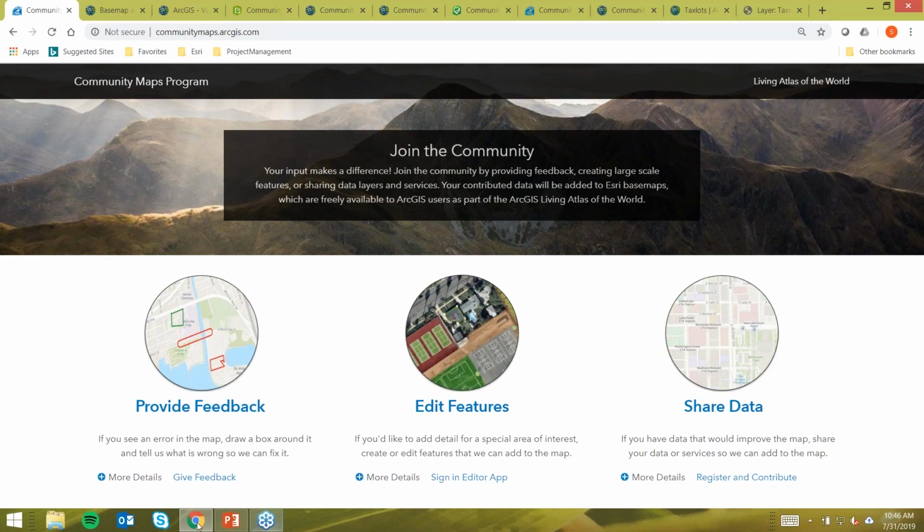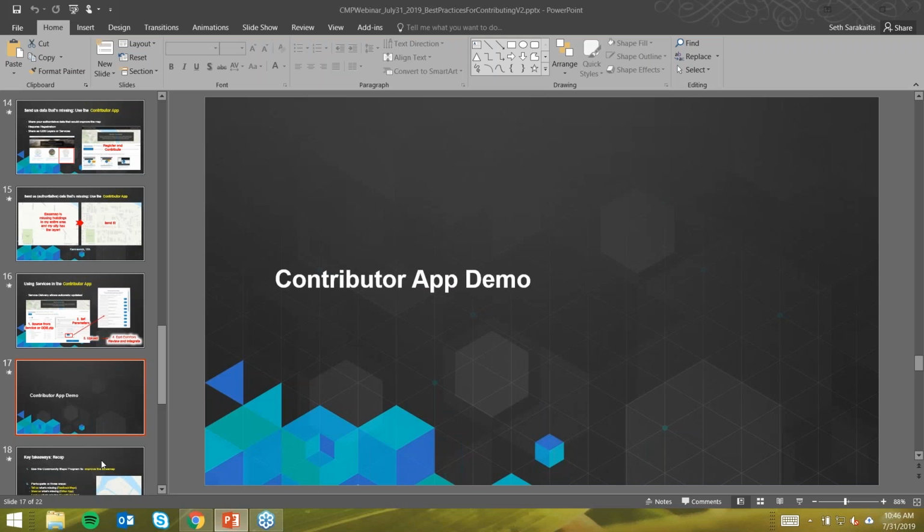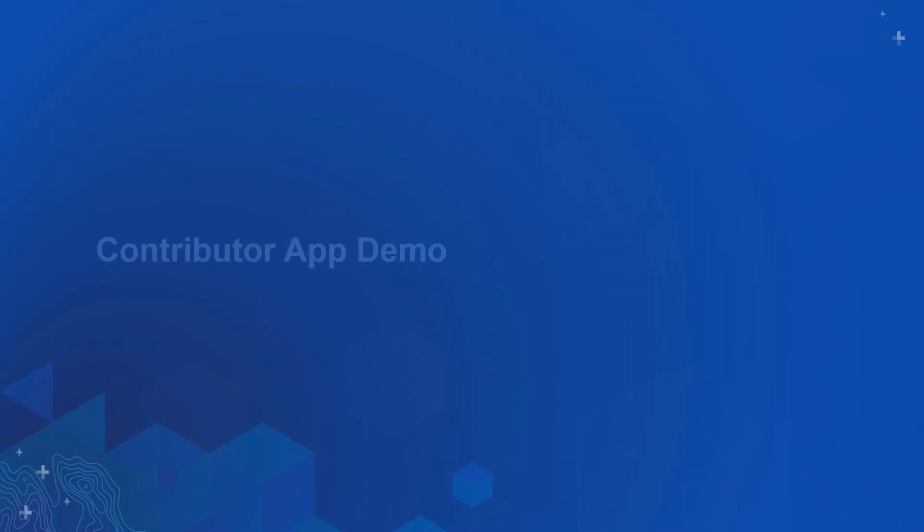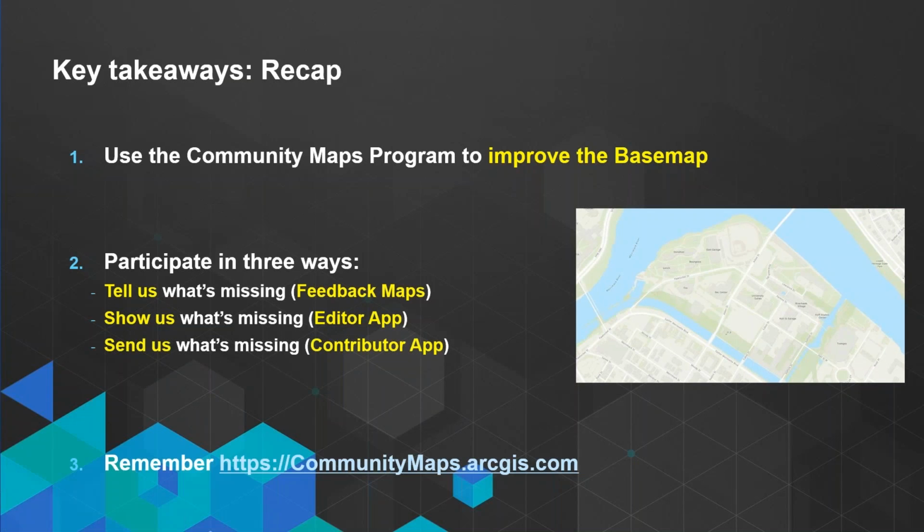And when we think about the bigger picture, I'm going to go back here, Seth, and do this last page, and that is our summary. So bigger picture, this is all ways to improve the base map. And maybe that should have been plural, base maps, because this could be more than one of the maps. And when you participate, you tell us with the feedback map, you draw that box, or you show us, like Seth showed with creating that middle school features. That was really cool. Or you send us that authoritative data, and you use the contributor app to do that.